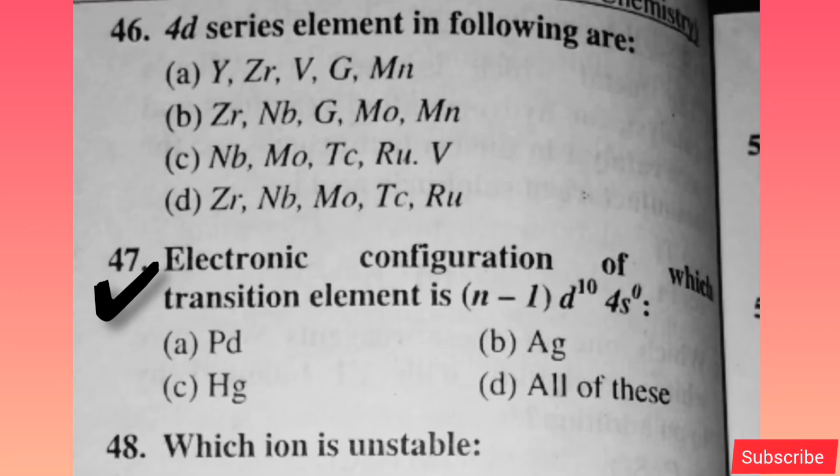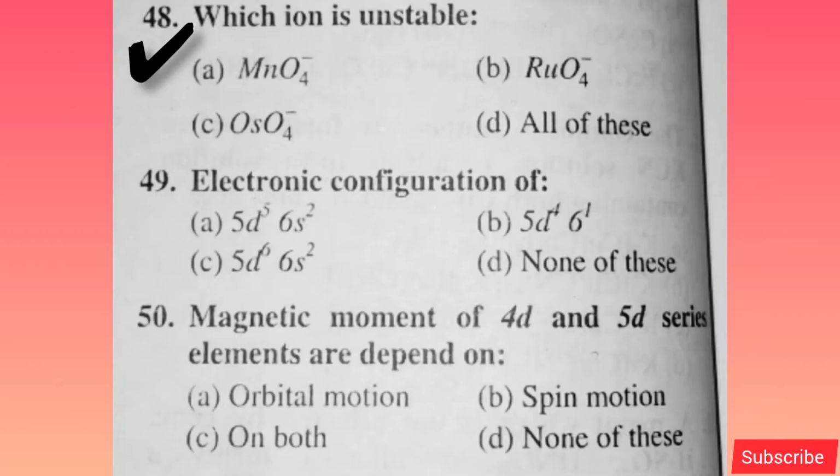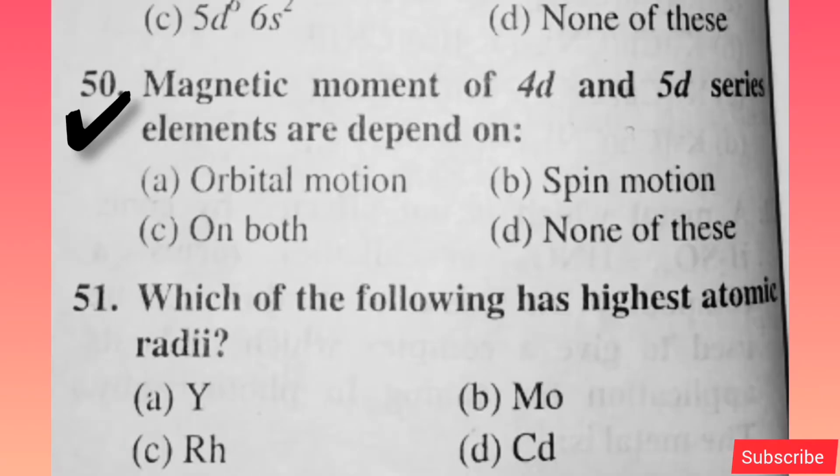Electronic configuration of which transition element is (n-1)d10 ns0? Option A is correct. Which ion is unstable? Option A is correct. Electronic configuration of... Magnetic moment of 4d and 5d series element depends on.